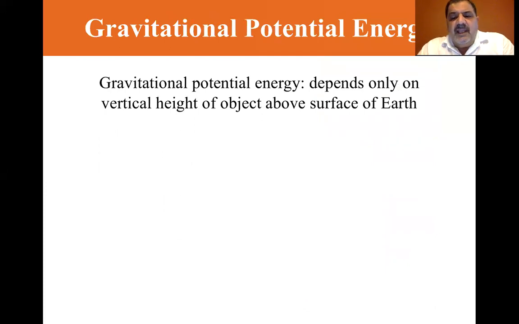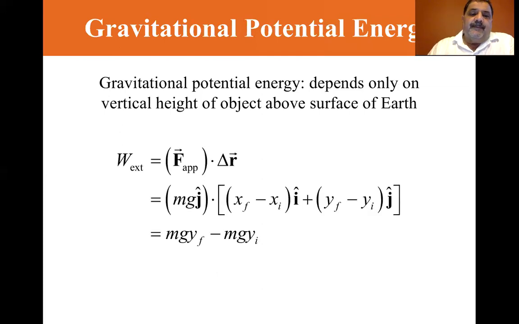The gravitational potential energy depends only on the vertical height of the object above the surface. Above the surface of the Earth, we can calculate the work done on the object by the agent moving the object through a displacement having both vertical and horizontal components. The external work equals F applied times delta r, so it's mg in the j direction because it's gravitational acceleration. We dot that with (x final minus x initial) times i, plus (y final minus y initial) times j.